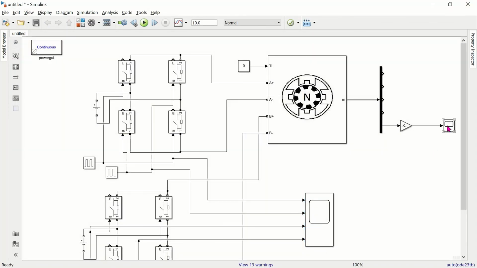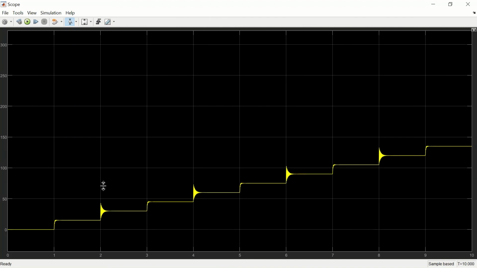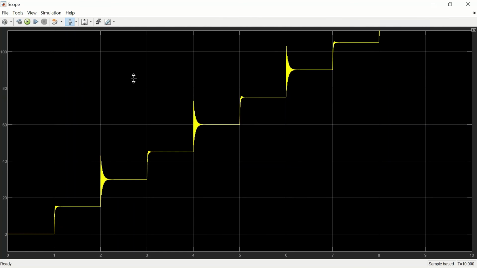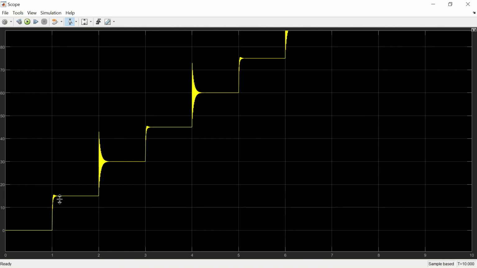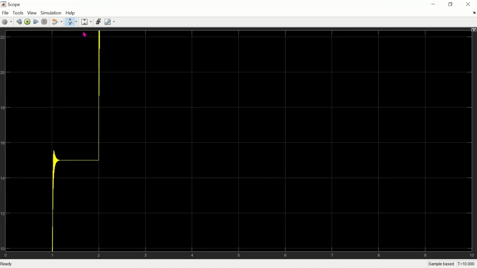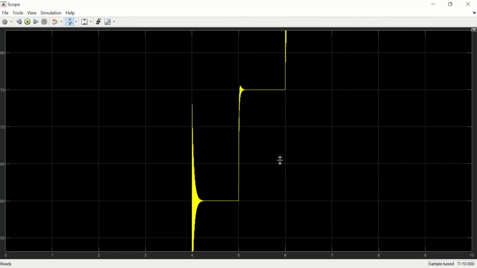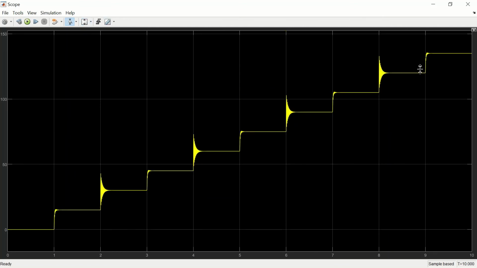Now we check the output of the motor. Now the motor step angle is not 30. Now it is 15 degree. Here you can check 15, 30, 45, 60, 75. So it runs in steps of 15-degree angle.